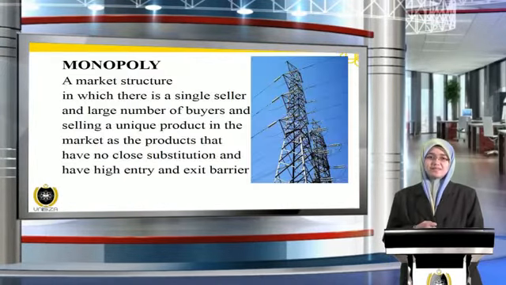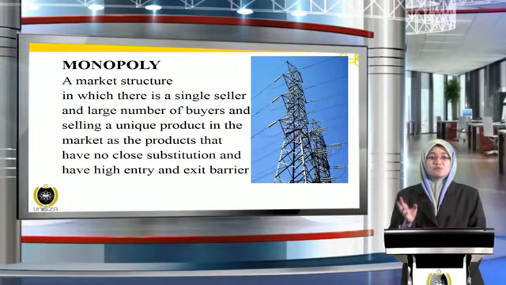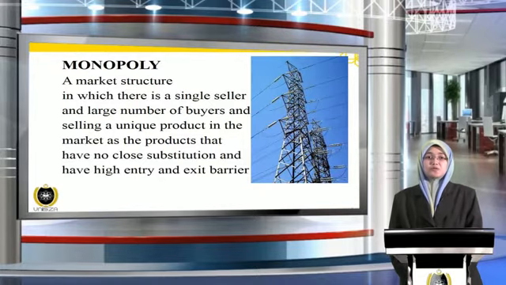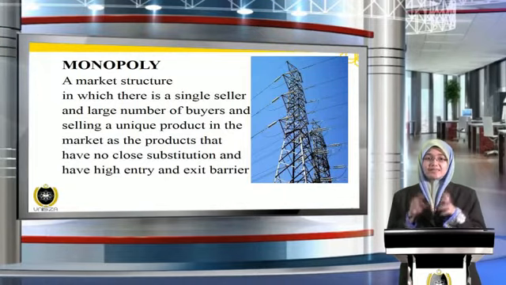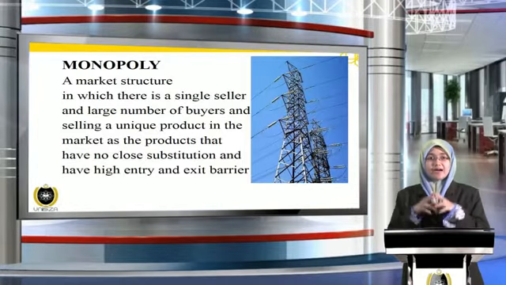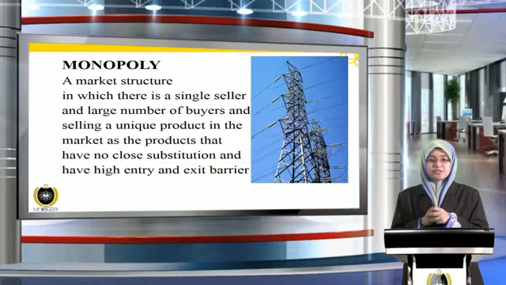So, what is the monopoly? Monopoly is one of the imperfect markets that we have. Monopoly means a market structure in which there is a single seller and a large number of buyers, selling a unique product in the market, as the product has no close substitutes and has high entry and exit barriers. Examples of monopoly in Malaysia are Tenaga Nasional Berhad and Telekom Malaysia.